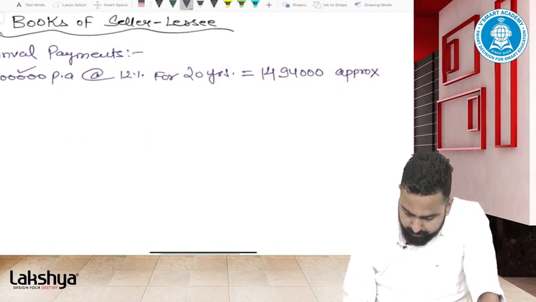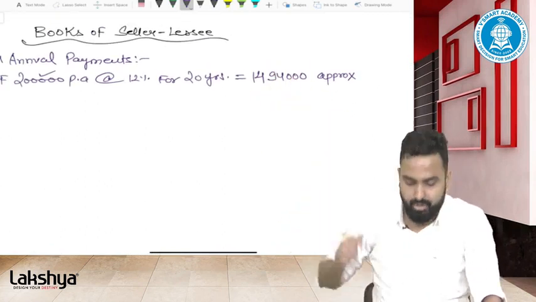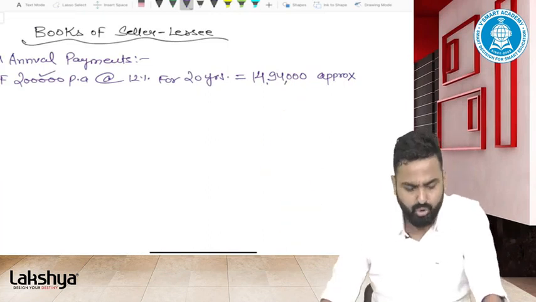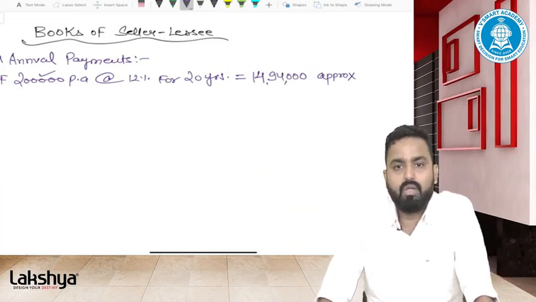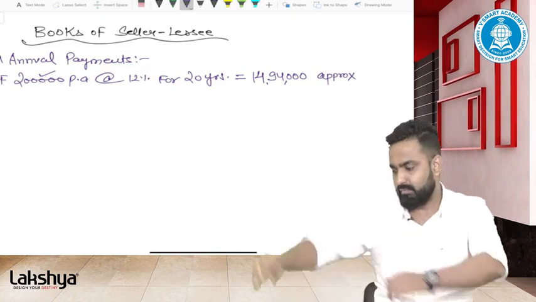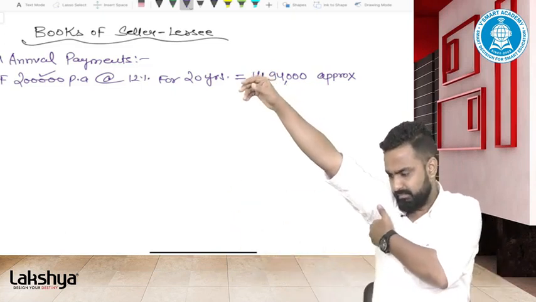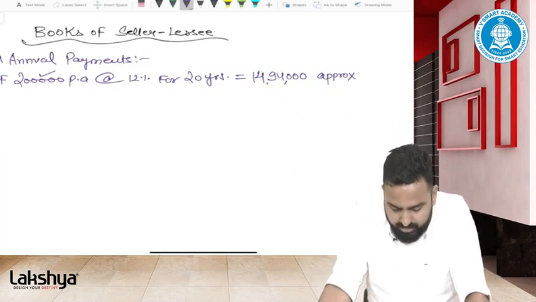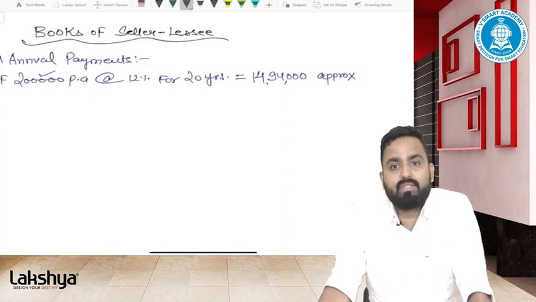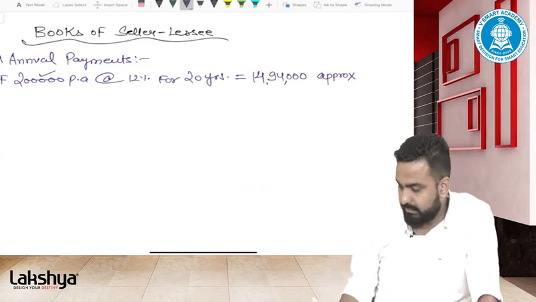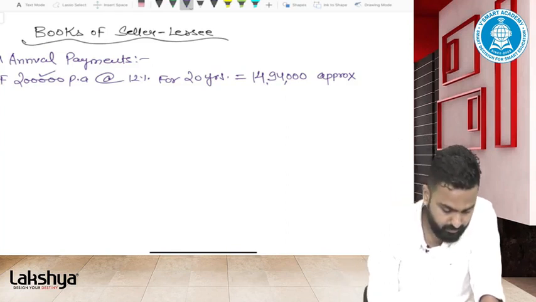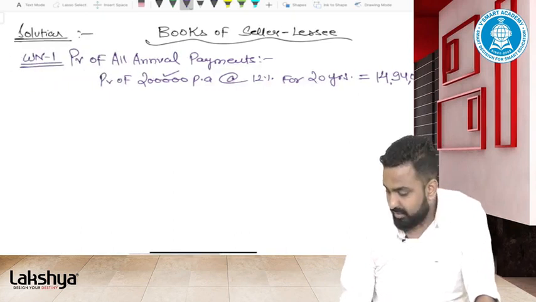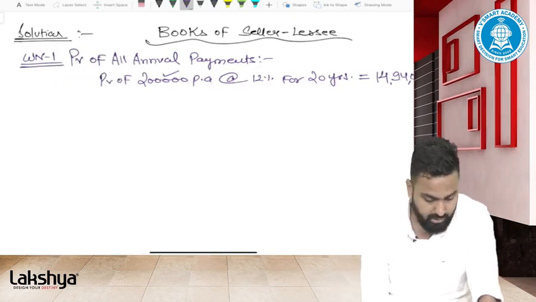Now what will you do? What to do with this 14,94,000? Do we need to bifurcate this? Tell me what to do with it. Okay, present value annuity factor is 7.46. What to do with this 14 lakh? You guys are very slow, yaar.